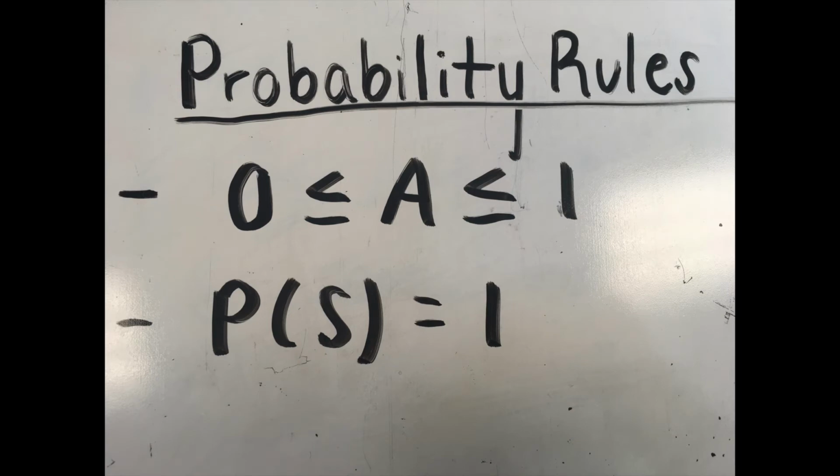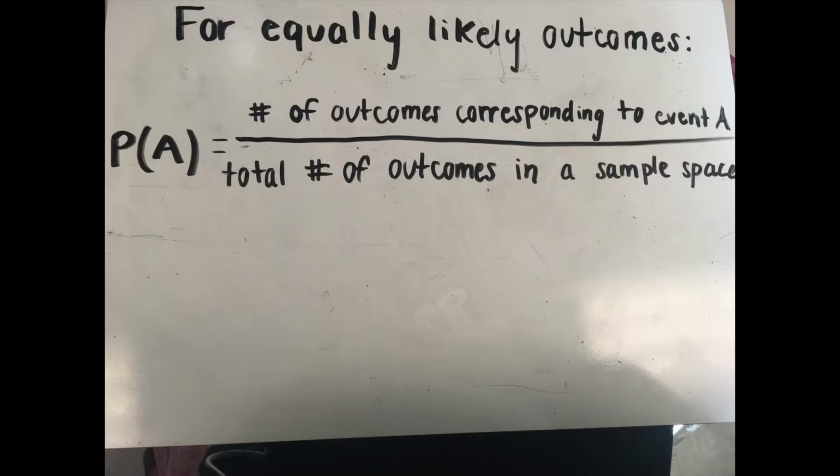Our first probability rule states that for any event A, 0 is less than or equal to P(A), which is less than or equal to 1, and the probability of our sample space is 1. If the events have equally likely outcomes, then the probability of A equals the number of outcomes corresponding to event A over the total number of outcomes in the sample space.